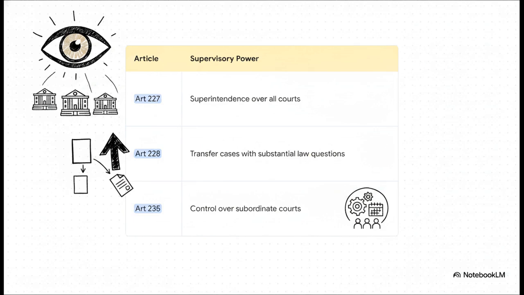Then you have Article 228, which is super interesting. If a lower court is fumbling with a heavy constitutional question, the high court can literally yank that case away and take it over. And Article 235, that gives them total administrative control over the lower courts. Postings, promotions, even approving vacation time. They are, without a shadow of a doubt, the bosses of the state's legal system.